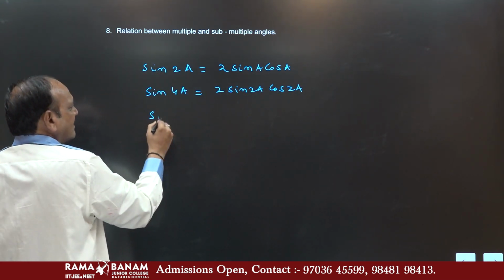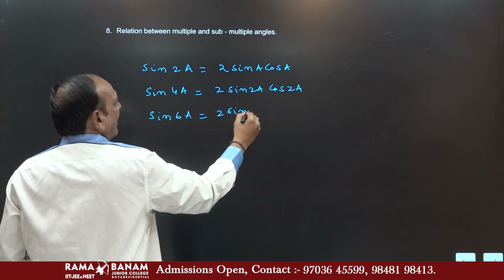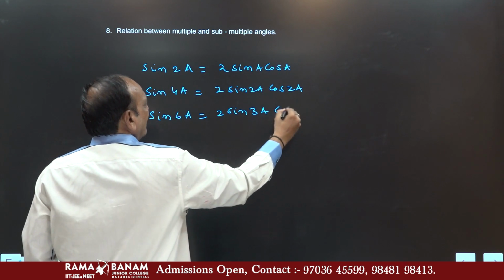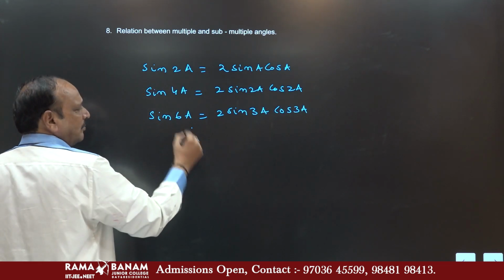Now we can write sin 6A. What will we write? 2 sin 3A cos 3A. Like this we can write anything. Similarly, we can write so many things.